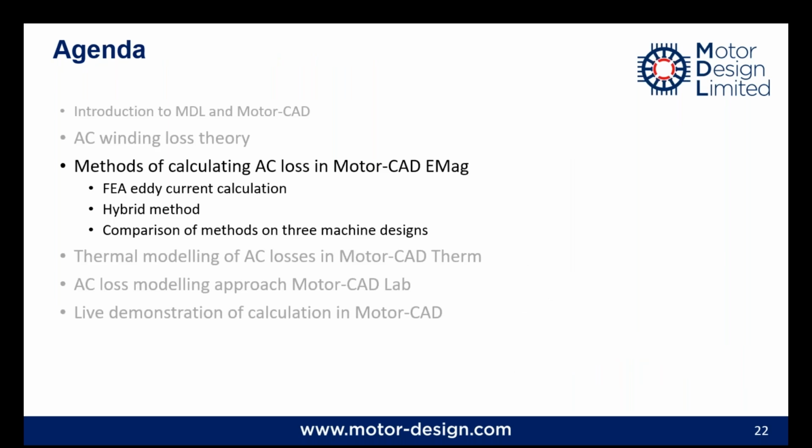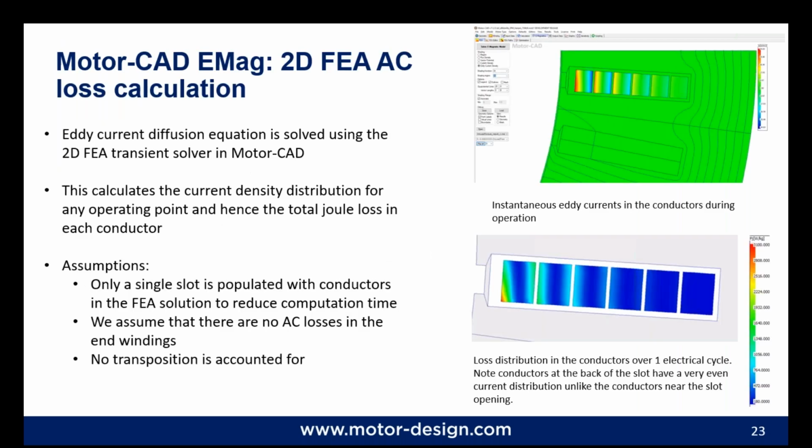Okay, so that's a brief bit of theory on AC winding losses. And now we're going to talk about how we calculate these in Motor-CAD and account for them during the design process. So we've got two different methods in Motor-CAD EMag, and the first one I'm going to talk about is the eddy current solution in the finite element.